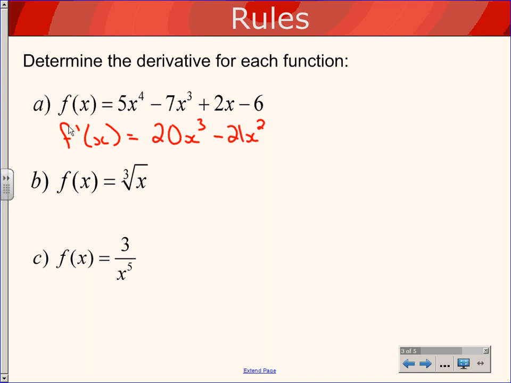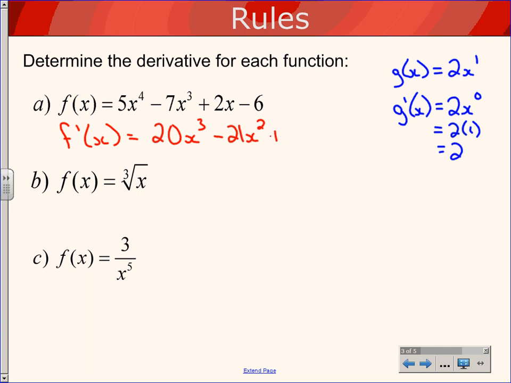Here's one of the reasons you can think of it. If I wrote it this way, it would be 2x to the 1, right? We never write that 1, but we could. When I take the derivative of that, 2 times 1 is 2. My new exponent would be 0, and anything to the 0 is just 1. So it would be 2 times 1, or just 2. That's not a part that you'll have any trouble with.